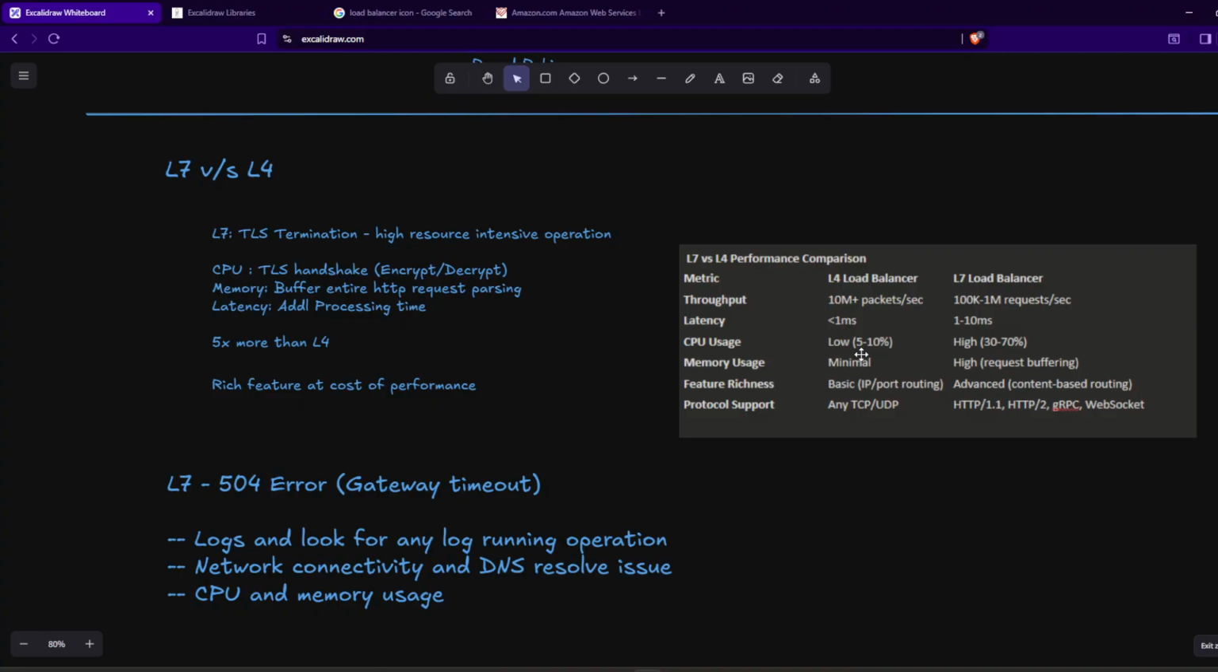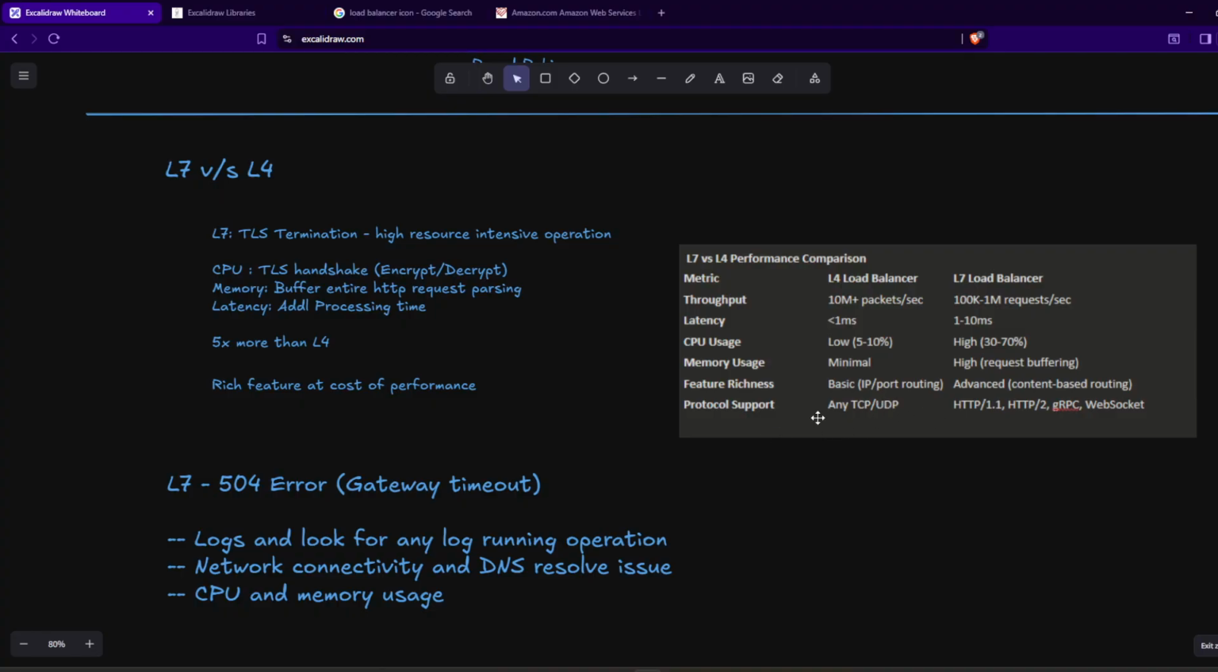For the CPU usage, it is pretty low, but for the TLS handshake, the CPU usage can go up to 70% also. The memory usage also is minimal, but here we have to do the whole request buffering, so the memory usage might skyrocket. And on feature richness, L4 is not that feature rich because it only does IP based routing, whereas L7 does content based routing. Plus both of them can keep on probing the health check endpoints, and route the traffic based on that.